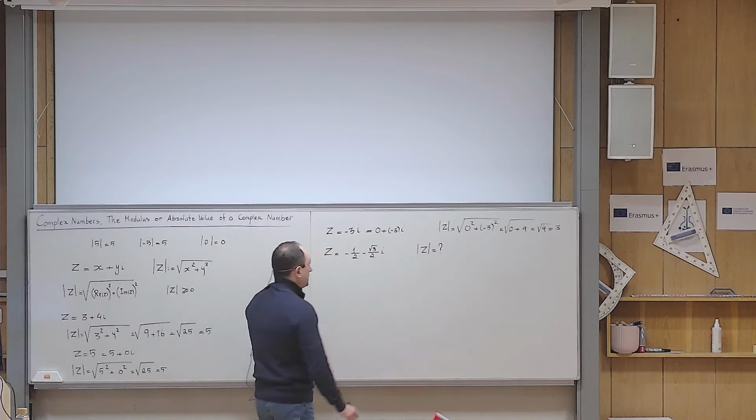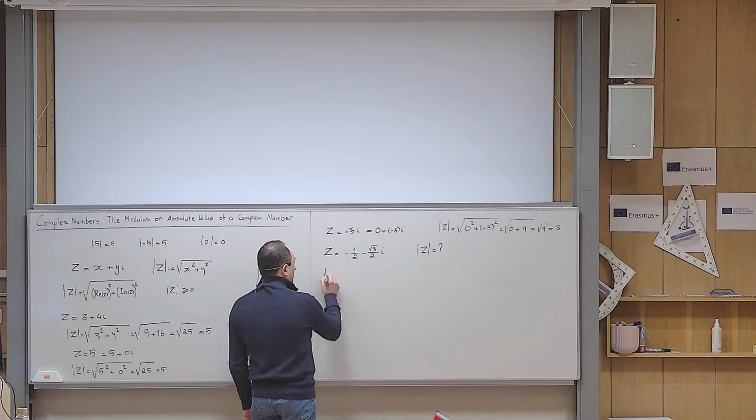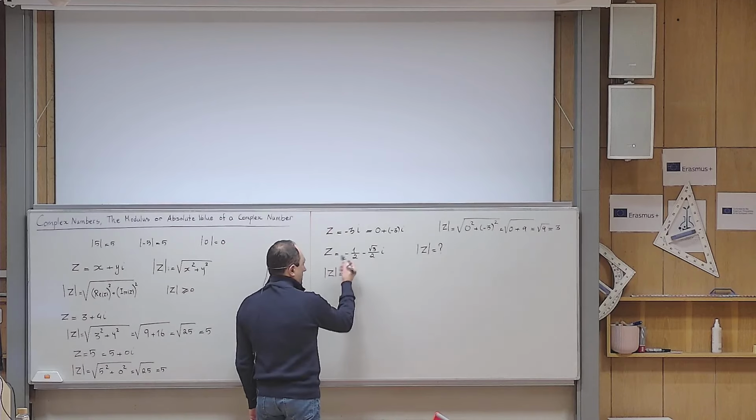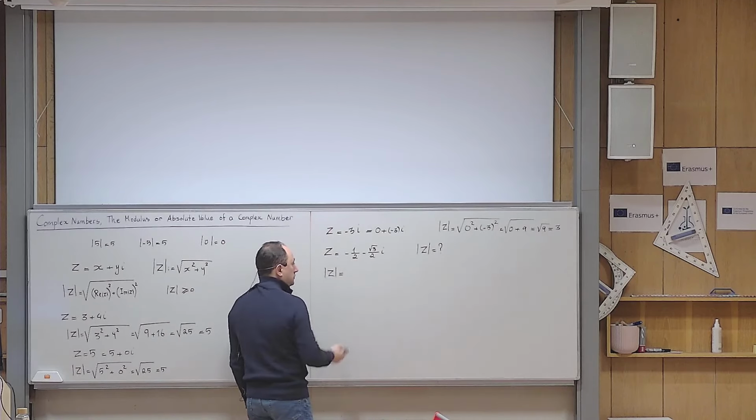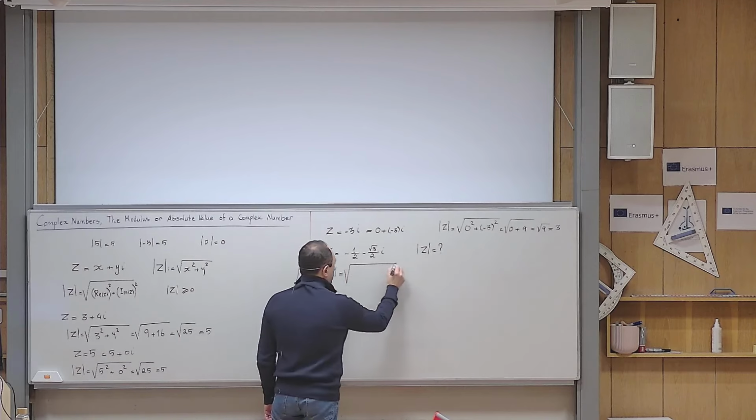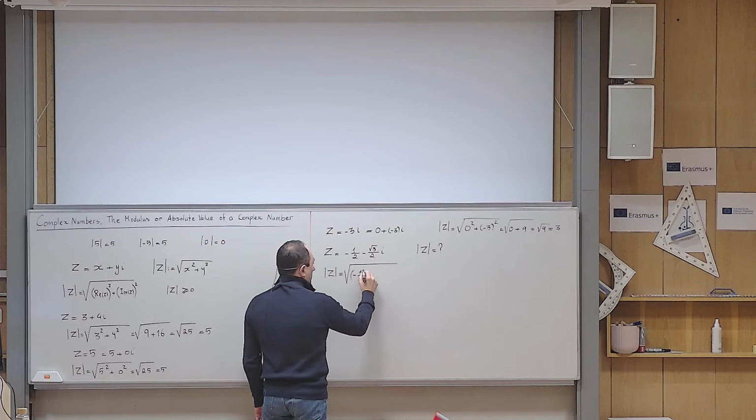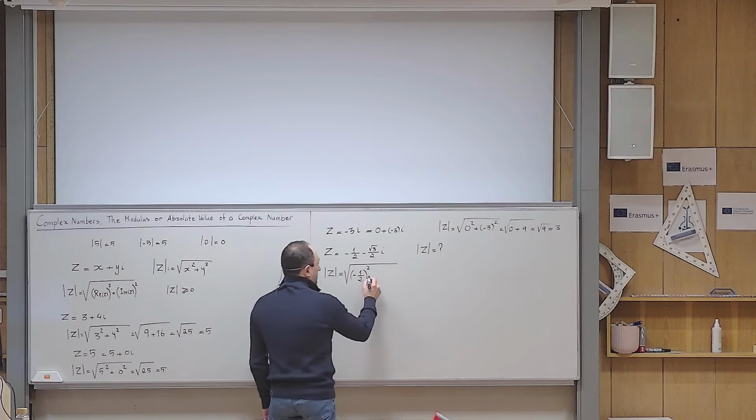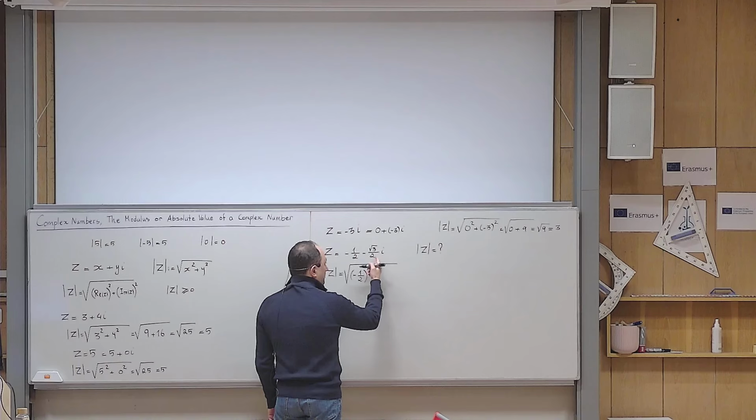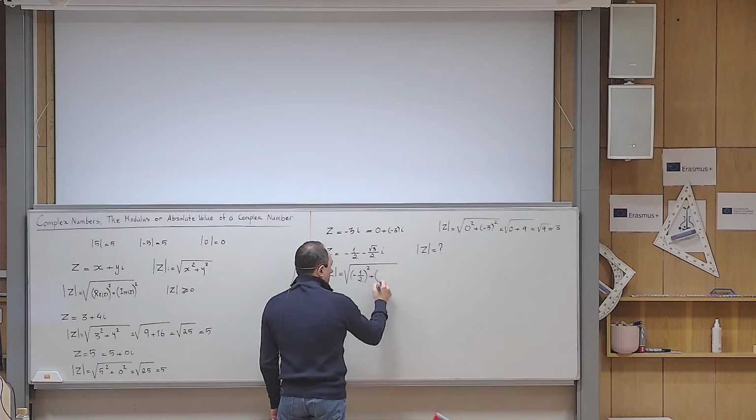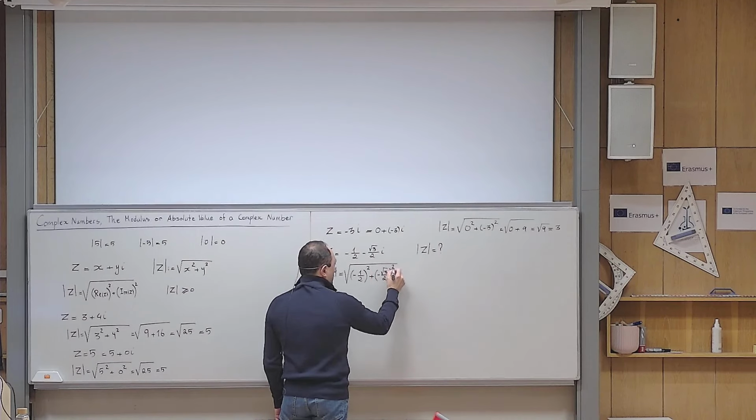So if you want to calculate the absolute value of any complex number, first you have to put it in a standard form. This is already in a standard form. So you take a square root of, and then you find the real part, which is this one, and square it. And then you find the imaginary part. Again, I am emphasizing the imaginary part is just this number without i. It becomes plus minus the square root of 3 over 2 to the power of 2.